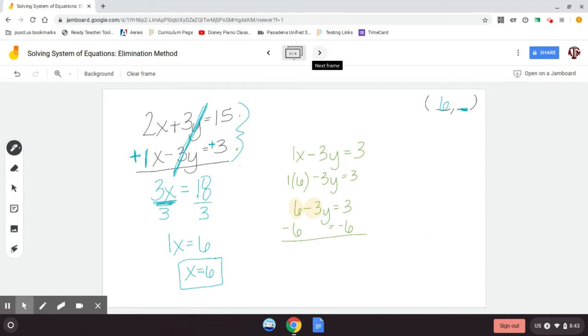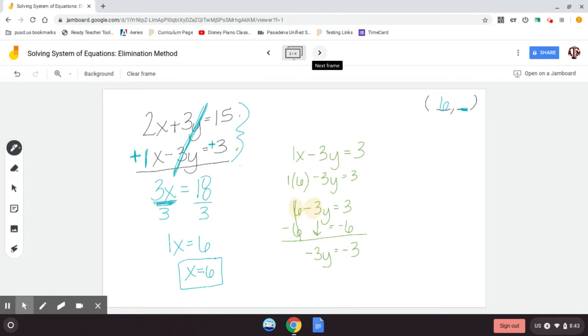Okay, so 6 minus 6 cancels out to 0, and I can just bring down the negative 3y. I'm going to let you use a calculator here if you need to. So 3 minus 6 is going to be a negative 3. And now I need to get rid of the negative 3.